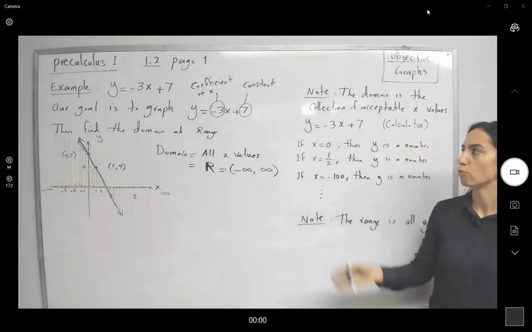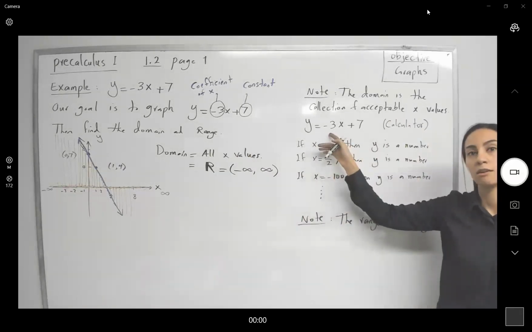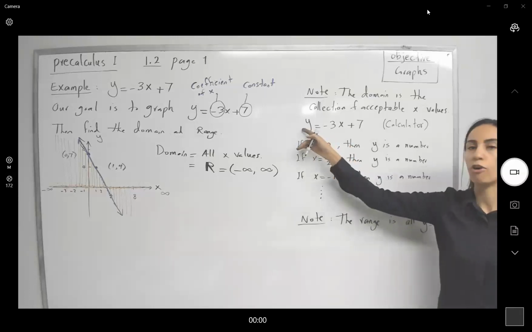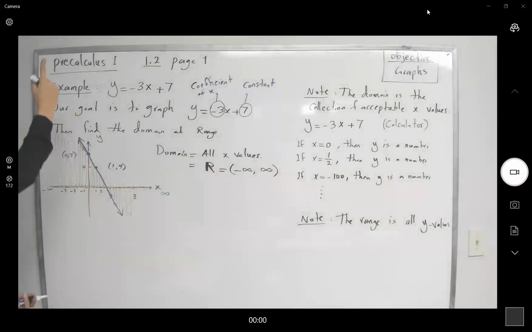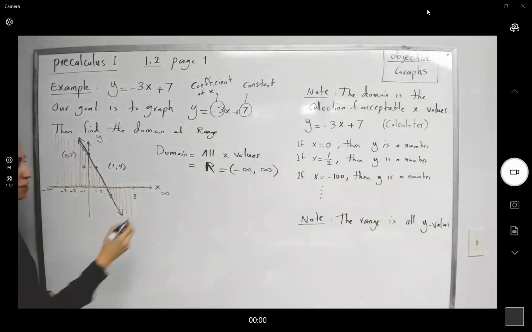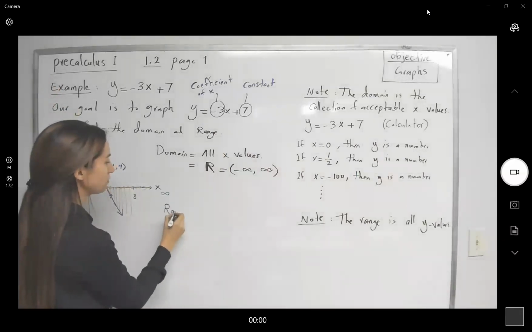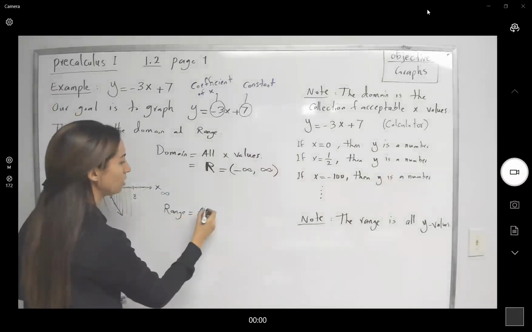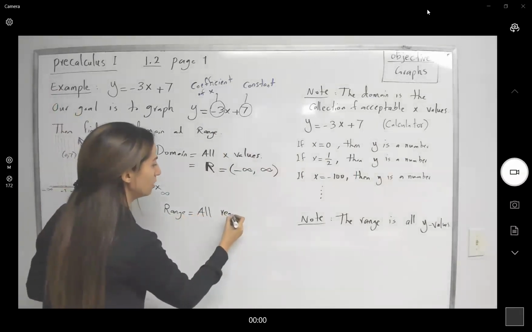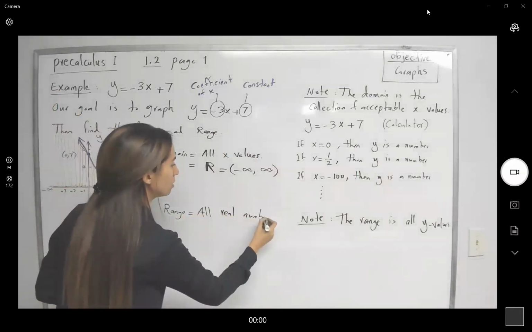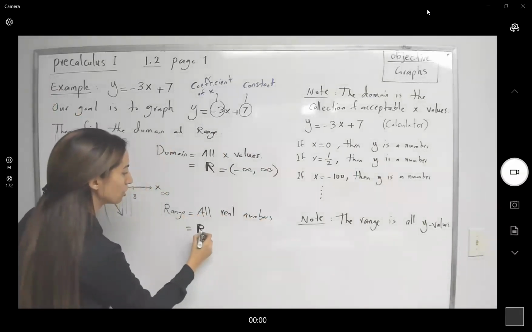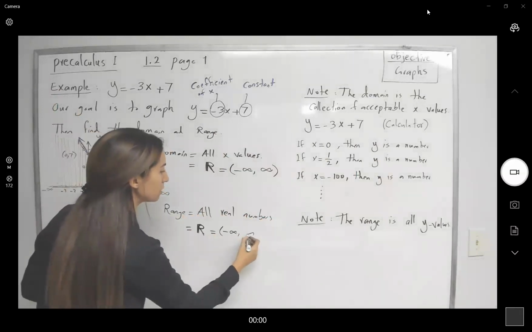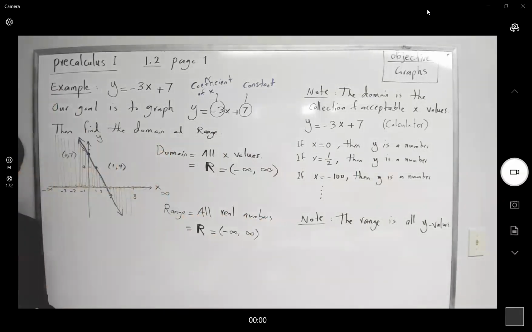So what's the meaning of that? For whatever I plug into this function, I get a y value which is on this line, on the vertical line. So what's the meaning of that? It means that the range is all real numbers or all numbers. So it is equal to R, bolded R, or negative infinity to positive infinity.